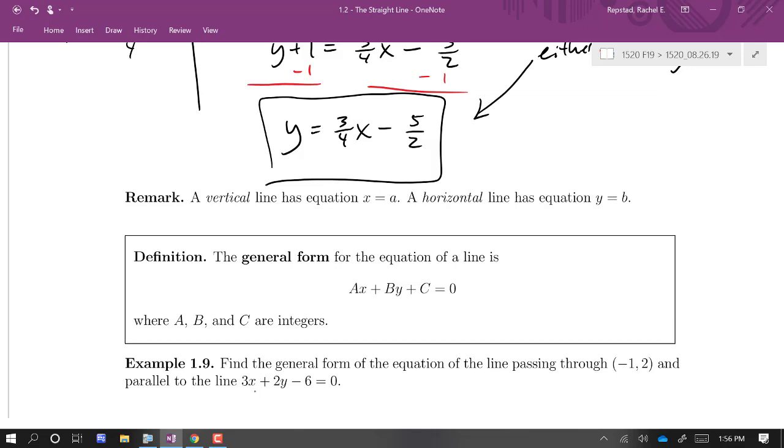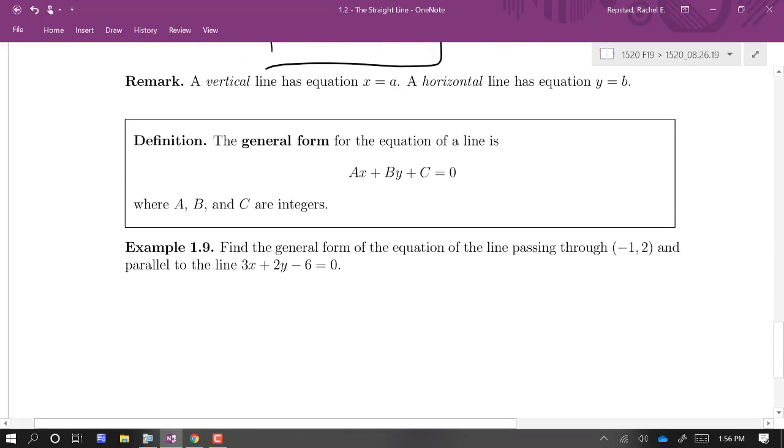There's nothing particularly useful about that general form. Depending on whether you're solving some systems of equations, it can be useful there. But when it comes to using this information to come up with an equation, I almost never start with general. So it passes through this given point, and it's parallel to the line.